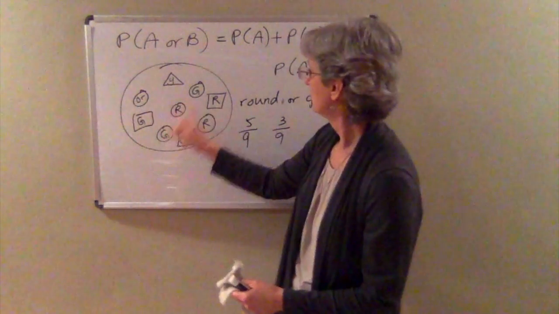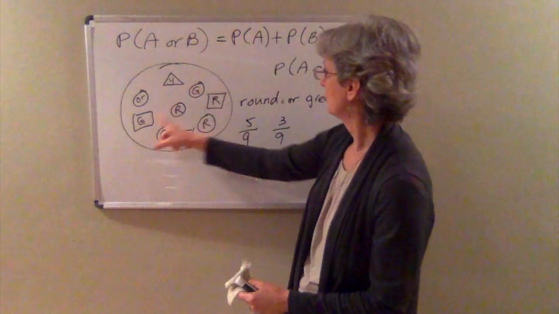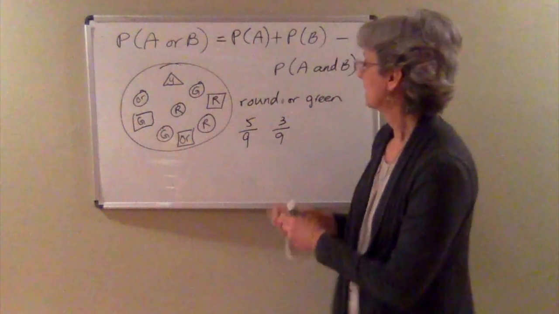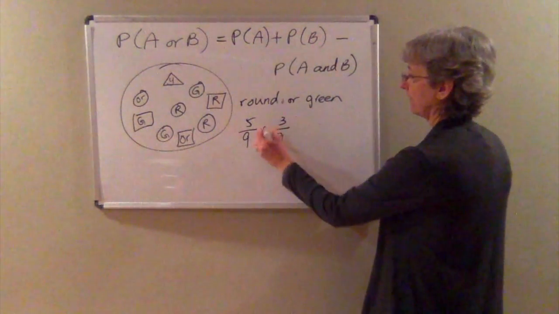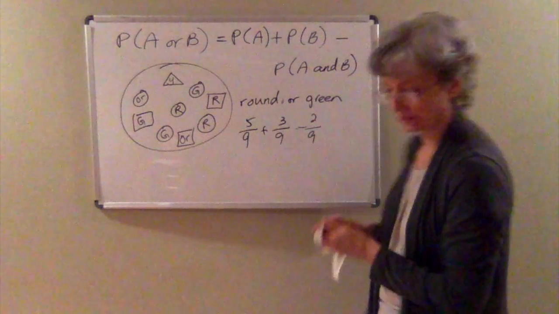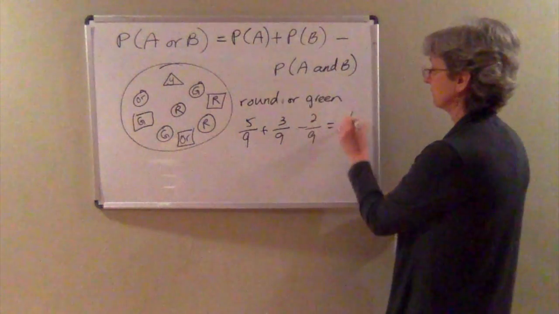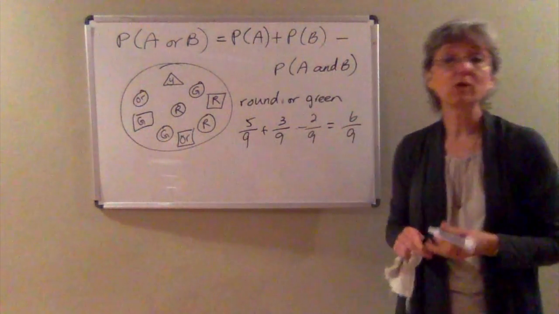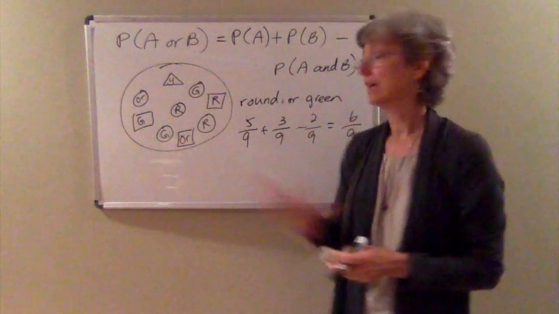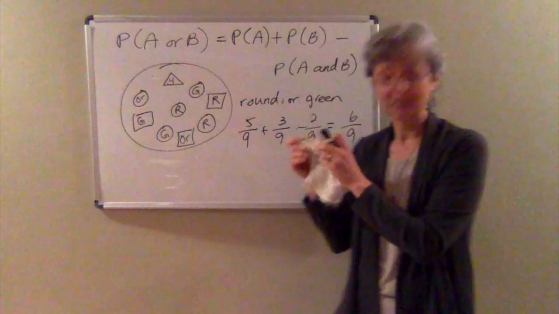Right? 1, 2, 3, 4, 5 out of 9, and 1, 2, 3 that are green, minus the 2 out of 9 that are both round and green, and that would leave us 6 out of 9, and that's the probability. So 2 out of 3 possibilities that you would pick round or green. Does this kind of make sense now?